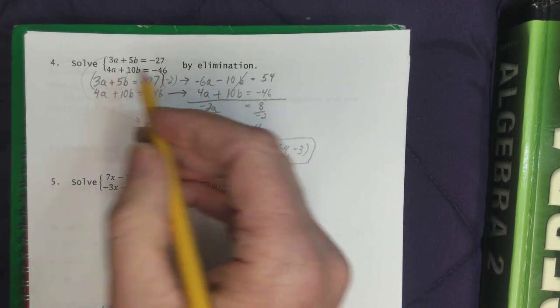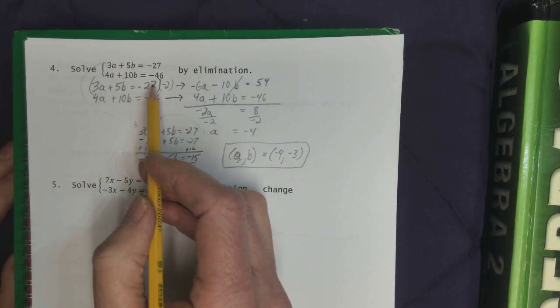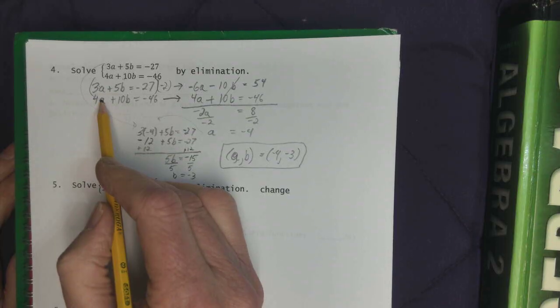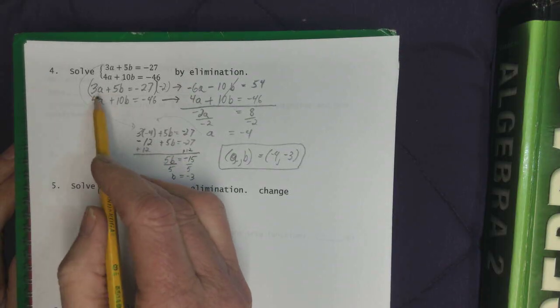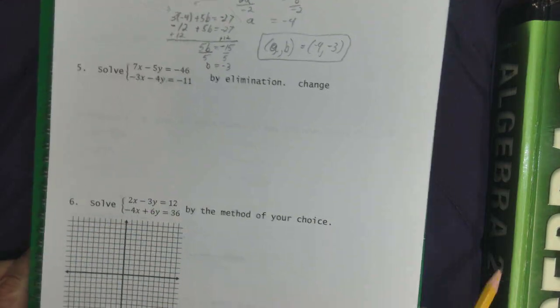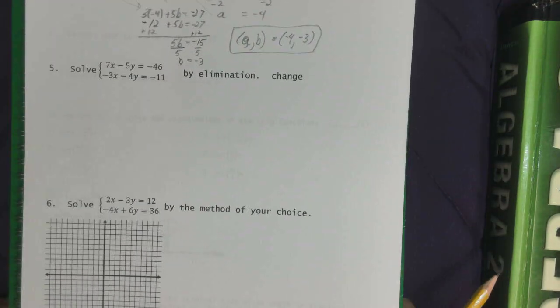I only multiplied the top. I'll bet some of you will probably multiply this one by like 4 and this one by negative 3 or something and eliminate the a's first. And that is fine. I can't show all the different ways to do it. I'm just showing you one way of approaching it.